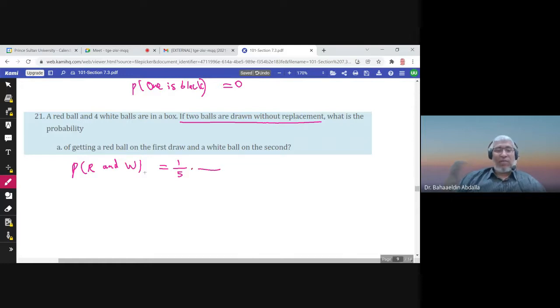Now the second time, how many balls are there? 4, not 5, because we took 1 red. So the second is a white. How many white balls are there? 4. So if the first ball is red, then the second ball has to be white, because we still have 4 out of 4. Okay, so the probability would be 1 over 5.